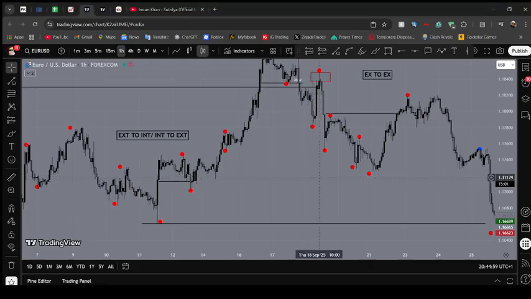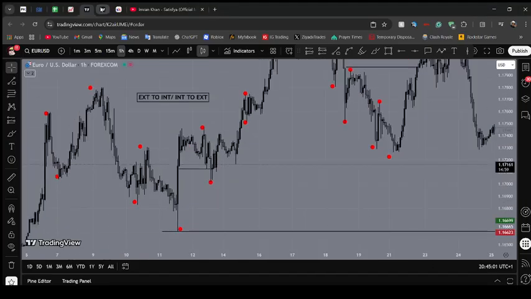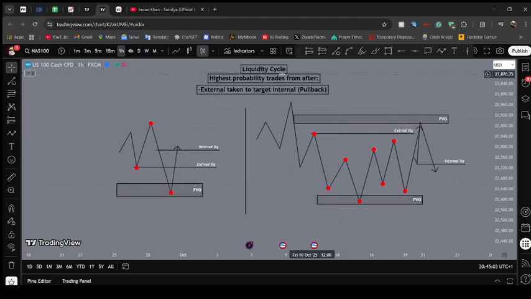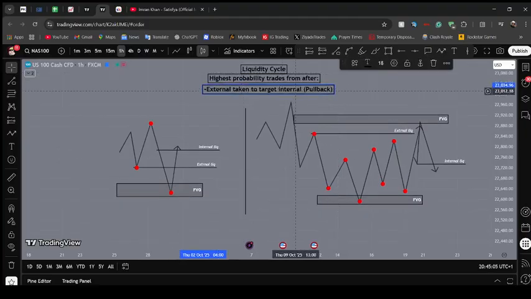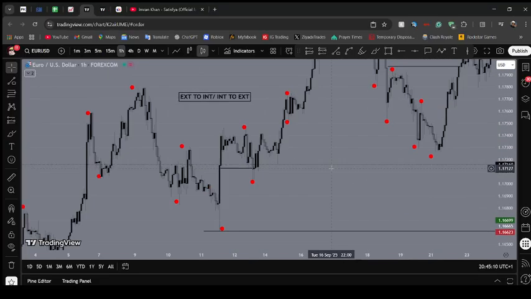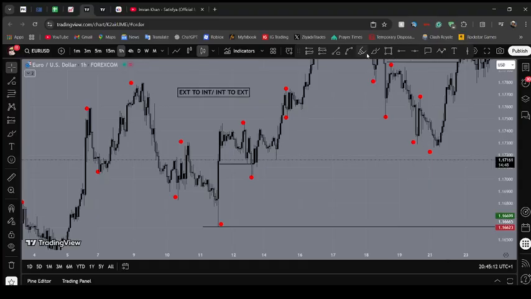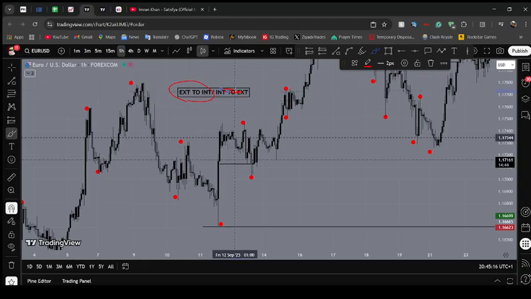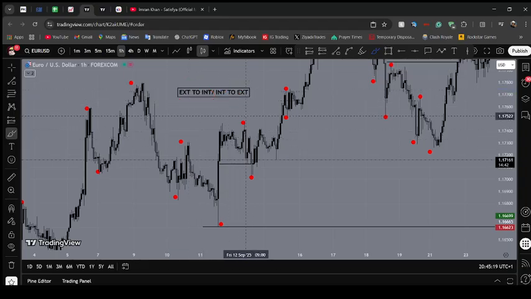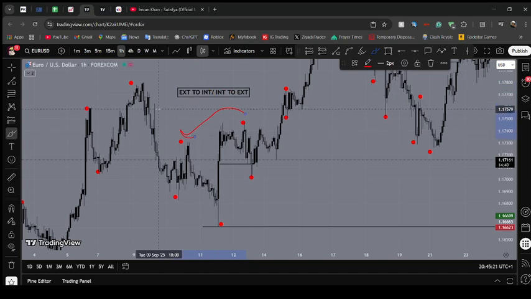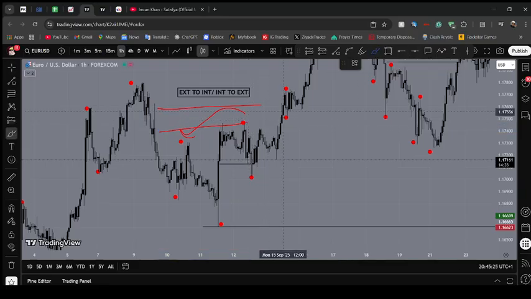So here are some chart examples. The first liquidity cycle was external taken to target an internal, only a pullback trade. As you can see from this low, this is external to internal. Ignore this one for now, I'm going to explain it later. So when this high swept this external high at the reactive imbalance, if an entry model was provided somewhere over here, it was valid for you to enter and only target this internal over here.